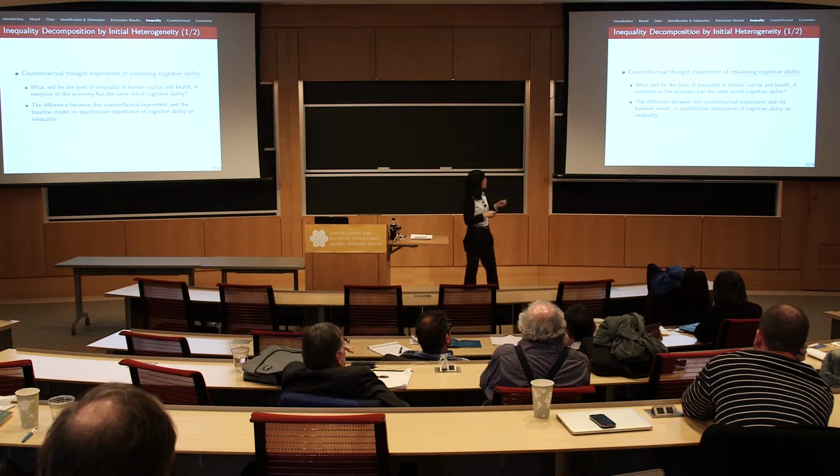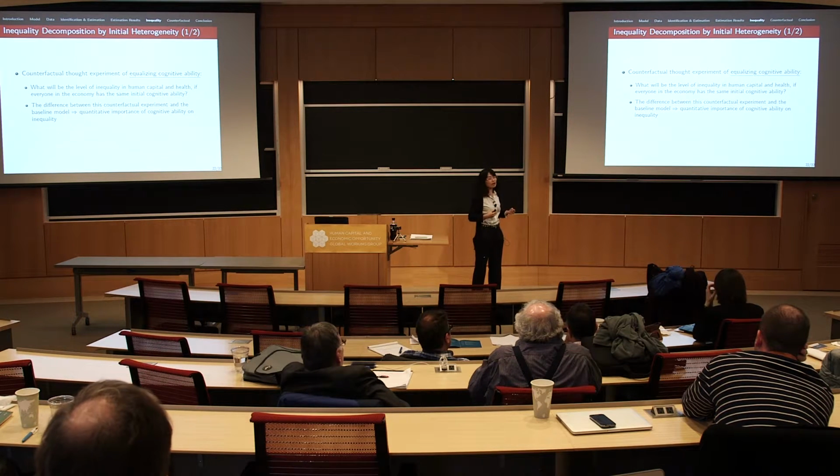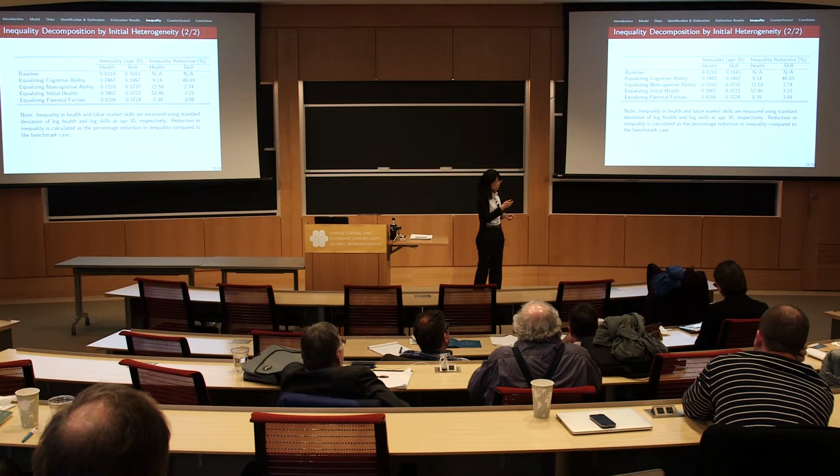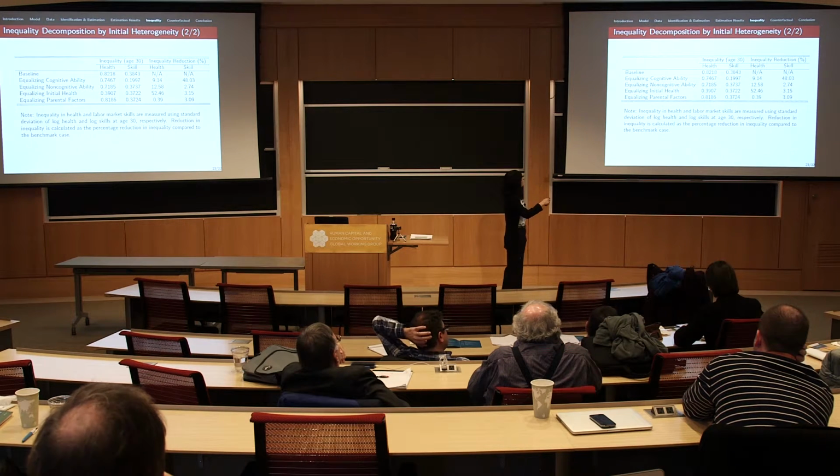And then the difference between that counterfactual experiment and the baseline model, which is the model we estimated from our data, would give us how important it is for cognitive ability to account for the inequality at adulthood. So this is what the result looks like. This is our baseline model.